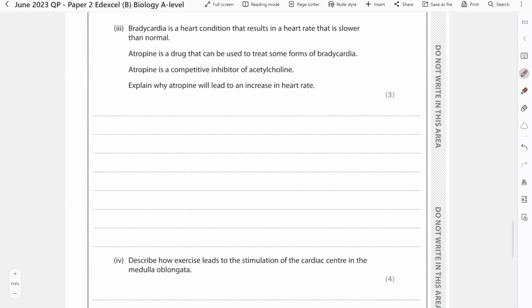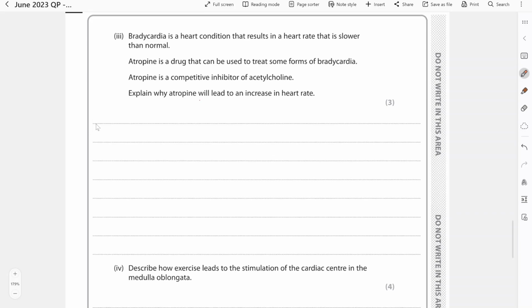All right, part 3. Bradycardia is a heart condition that results in a heart rate that is lower than normal. Atropine is a drug that can be used to treat some forms of bradycardia. Atropine is a competitive inhibitor for acetylcholine. Explain why atropine will lead to an increase in heart rate.